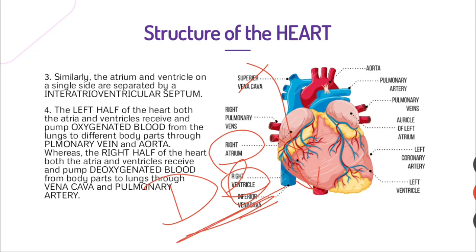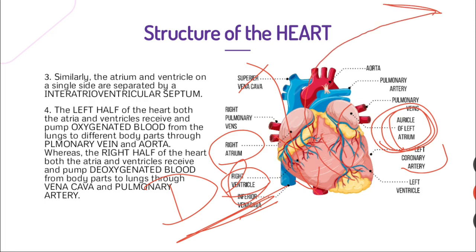And as it is deoxygenated blood, it has to be sent for purification. In order to do that, this deoxygenated blood is sent into the lungs through the pulmonary artery, and after purification the oxygenated blood is brought back to the heart into the left atrium by the pulmonary veins, right and left both. Once the left atrium receives blood, it sends it into the left ventricle, and from there, as it is oxygenated blood, it is transported to different body parts through the aorta.